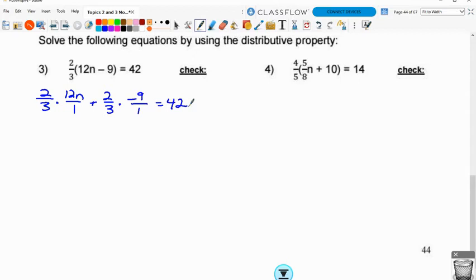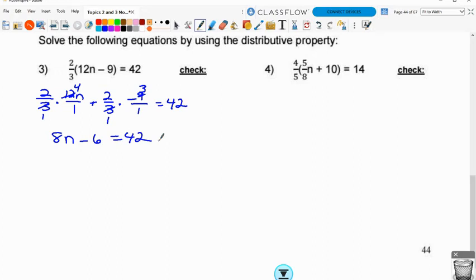And now if we go ahead and we do the multiplication, before I multiply, I'm going to simplify. 12 and 3 have a common factor of 3. 3 goes into 3 once and into 12 4 times. So it's 2 over 1 times 4n over 1. 2 times 4n is 8n. And now if I do 2/3 times -9 over 1, 3 and -9 have a common factor of 3. 3 goes into 3 once and into 9 3 times. So this is 2 over 1 times -3 over 1. 2 times -3 is -6. So 8n minus 6 equals 42 is our two-step equation.